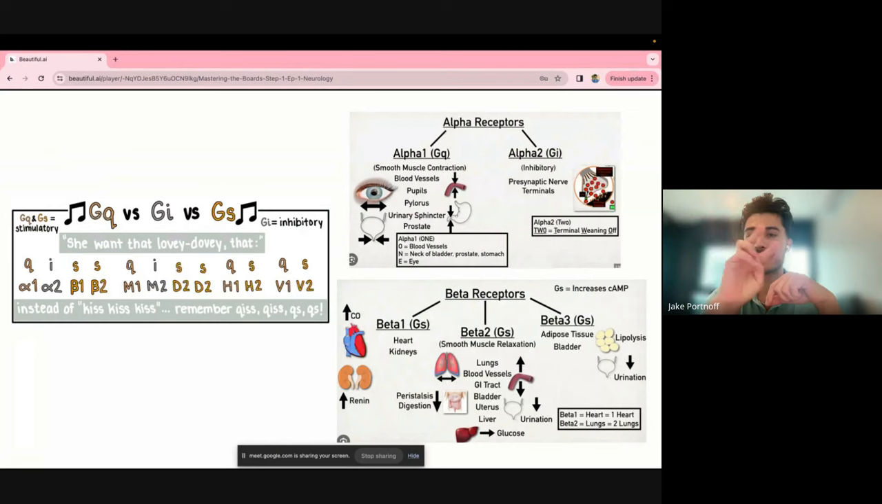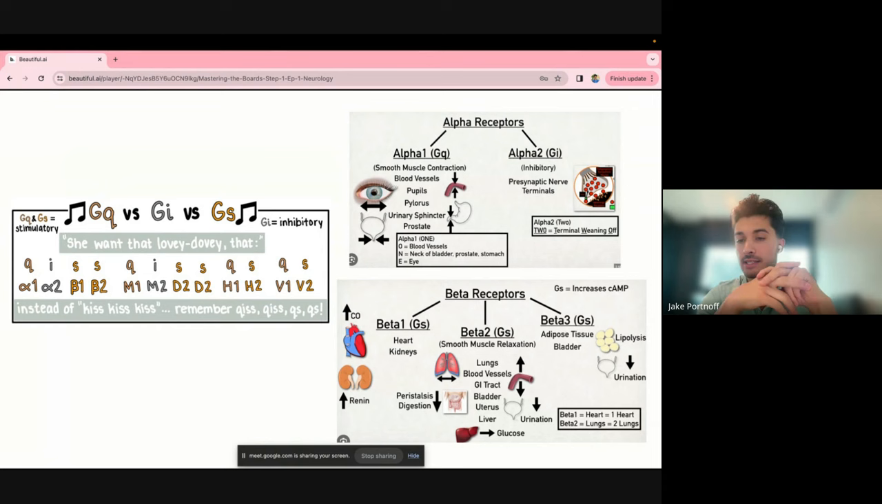And then finally, guys, with our beta receptors, remember beta 1, one heart, is going to be cardioselective. Beta 2, two lungs, is going to affect your lungs and your blood vessels, right? Causing vasodilation. And then your beta 3, remember, integration with urination as it decreases urination.